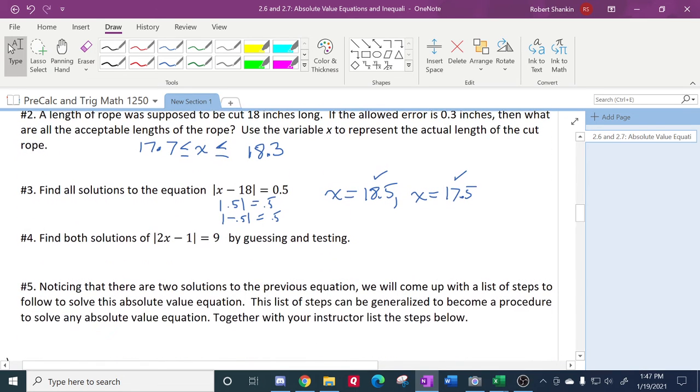All right. Now, number 4. Let's go to that one. Find both solutions of that by just guessing and testing. Guess an answer, check it out, test it. And notice I said both solutions because the one above it had 2 solutions, so I'm just guessing that this might have 2 solutions as well.